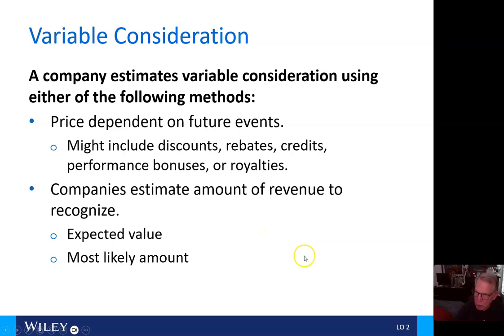Variable consideration. A company estimates variable consideration using either of the following methods. 1, the price is dependent on future events. That might include discounts, rebates, credits, performance bonuses, or royalties. And number 2, the companies estimate the amount of revenue to be recognized based on expected value or the most likely amount.